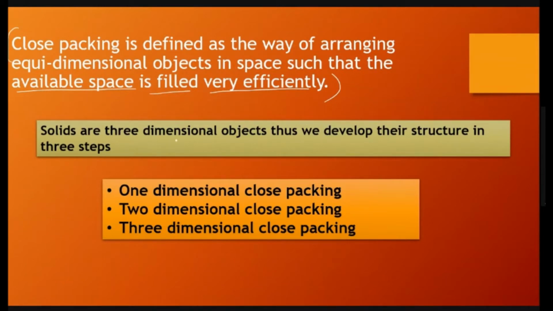Solids are three-dimensional objects, as I told you before. Thus, we develop the structure in three steps. First, we'll understand one dimension. Next, we will go to two dimensions. And last, we'll come to three-dimensional close packing. In all the cases, the constituent particles are arranged in a close manner. Close packing is seen in all three cases.